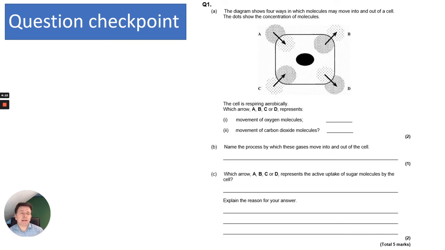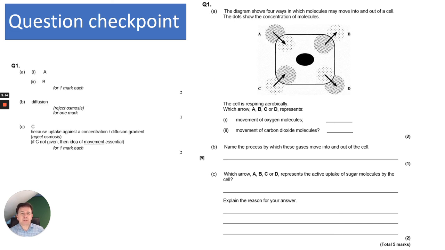Well, we've got to remember about diffusion. It moves from a higher concentration to a lower concentration, so you need to look at the diagram to work out, well, which has a higher concentration. And therefore moving in, and that will be A. So movement of carbon dioxide molecules, well, that would be B, because there's more inside the cell and there's less outside the cell. So movement of carbon dioxide out of the cell.